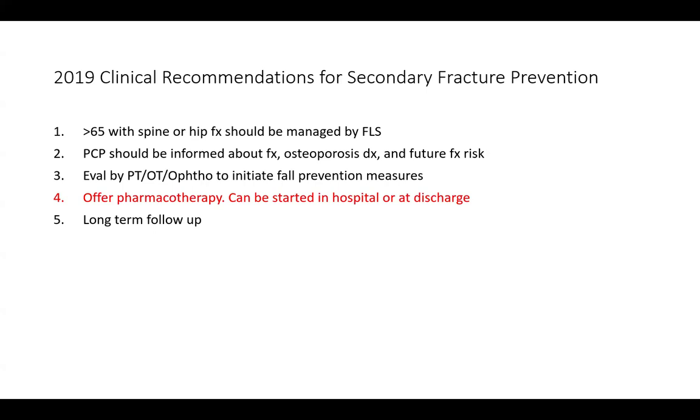These 2019 clinical recommendations for secondary fracture prevention were developed, and basically the recommendations were anyone over the age of 65 with a spine or hip fracture should be managed by an FLS. Primary care providers should be informed about fractures, osteoporosis diagnoses, and future fracture risk. We should get all these patients evaluated by PT, OT, ophthalmology, trying to initiate fall prevention measures, and we can offer pharmacotherapy to a lot of these patients. And really the ideal scenario would be that we start it in the hospital prior to discharge. And long-term follow-up is important.